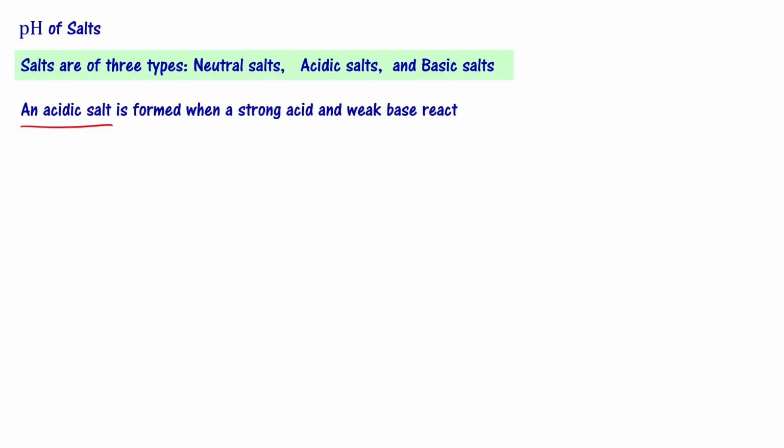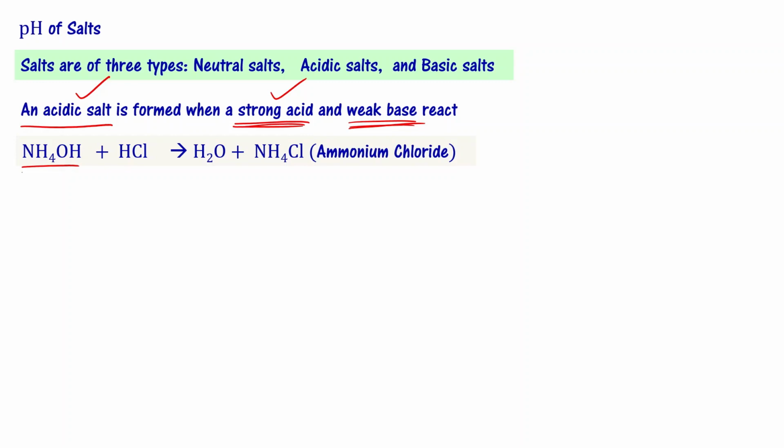Now let's look at acidic salts. An acidic salt is formed when a strong acid reacts with a weak base. We have seen some reactions between a strong acid and a weak base, so let's look at them again. Ammonium hydroxide, a weak base, when it reacts with HCl, a strong acid, gives ammonium chloride. Ammonium chloride is an acidic salt. Its pH is going to be less than 7. Please note this.